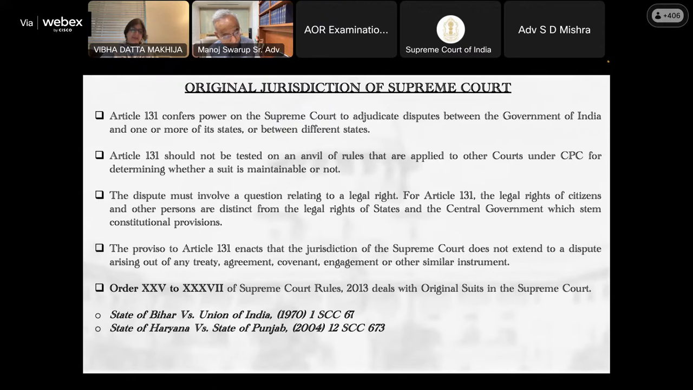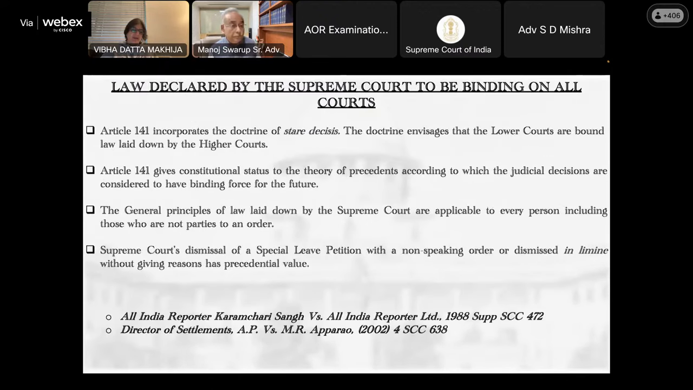Then let's move on to the next slide, which is Article 141, which is the power of the precedents.